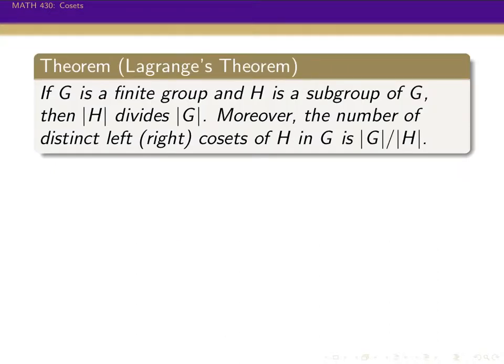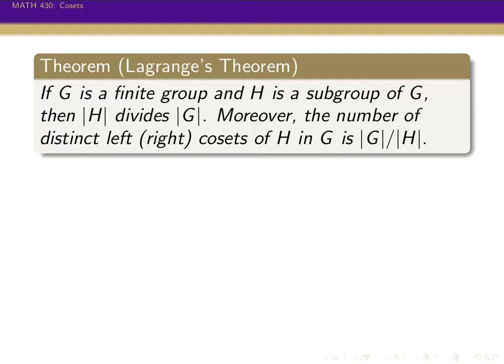Okay, this brings us to Lagrange's theorem, which really there's not very much we have to do to prove. We've really done all the work already. What Lagrange's theorem says is that if G is a finite group and H is a subgroup of G, then the order of H divides the order of G. Moreover, the number of left or right cosets of H in G is going to be equal to the order of G divided by the order of H.